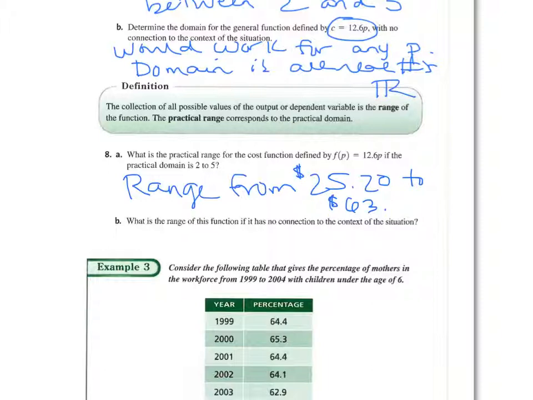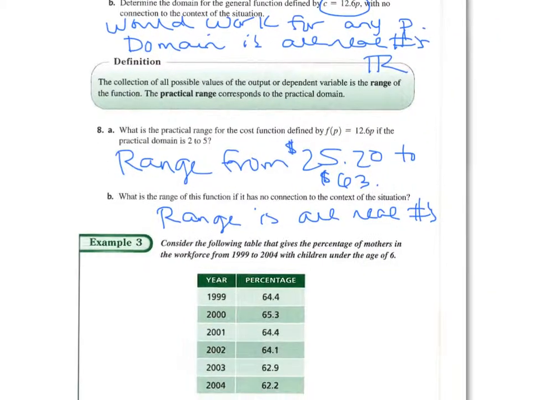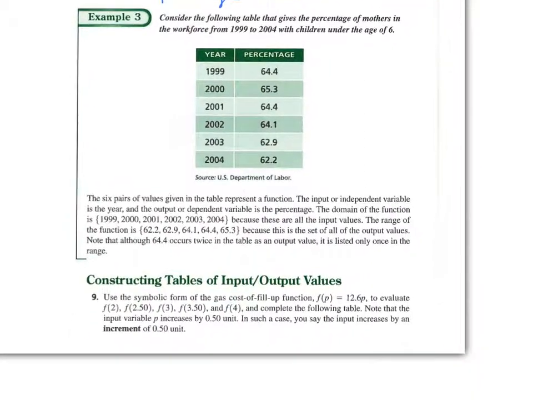Okay, but what is the actual range? I could get any number out of that. So we would say our actual range is all real numbers again. It's defined for every output. Okay, so there's a difference between practical and actual. Okay, so the next stuff here, I'm going to let you read through that.